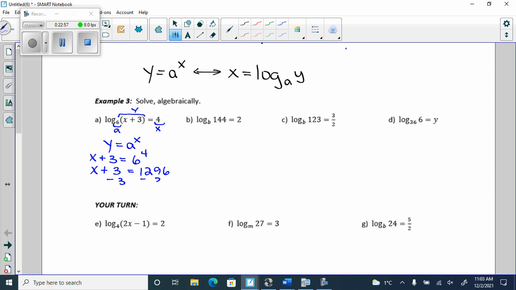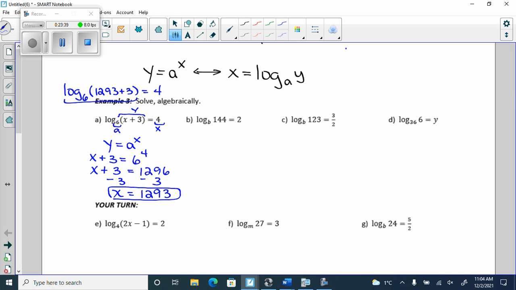Subtract 3. x equals 1293. Can I check it? Absolutely. I can go log base 6 of 1293 plus 3 and see if it gets me 4. Like I can type that into my calculator. So I'm going to go log of 1293 plus 3 divided by log 6. And I get 4. It matches. It's the same. I know I'm right. I move on. Okay?